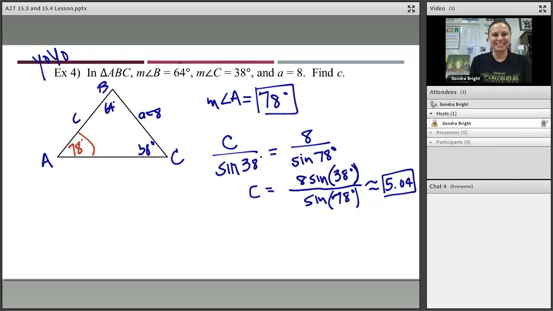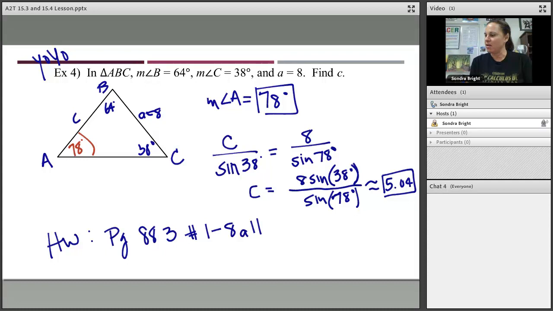Alrighty, that's it. That is area of triangles and law of sines. It's not all of law of sines. You're going to learn some more tomorrow about what we call the ambiguous case, but that's all you've got for today. Your homework for tonight is page 883, numbers 1 through 8 all. And then also page 887, numbers 1 through 9 all.